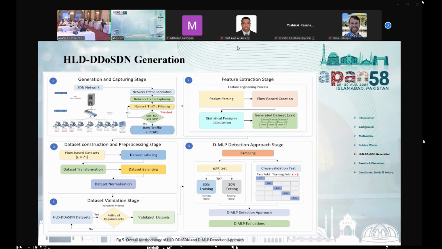The fourth stage involves dataset validation, conducted to ensure that the proposed dataset meets the requirements to serve as a benchmark dataset for this research and the research community. The fifth stage is the deep learning MLP detection approach, which is trained on the proposed dataset to enable effective detection of both high-rate and low-rate DDoS attacks.